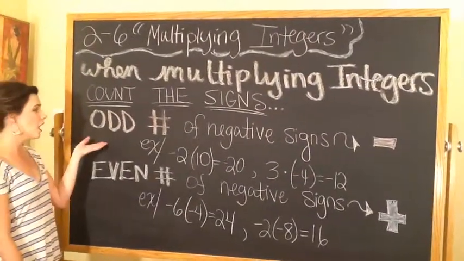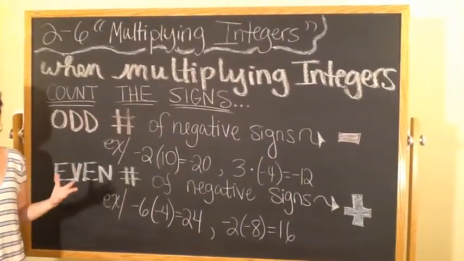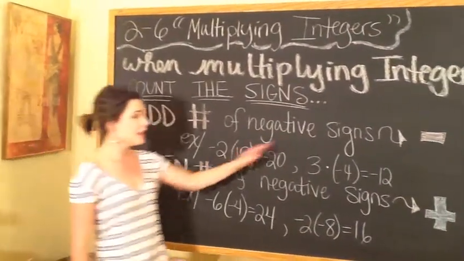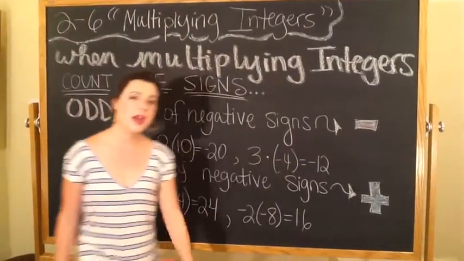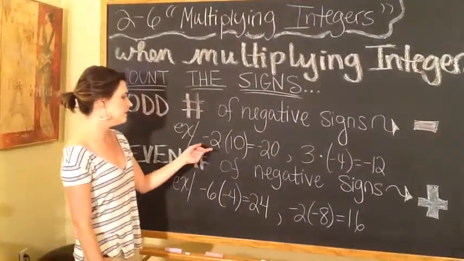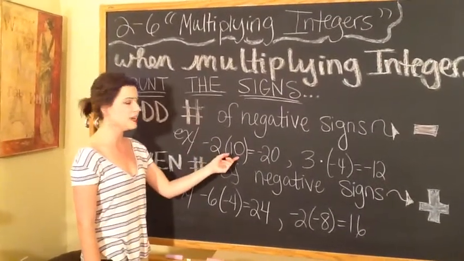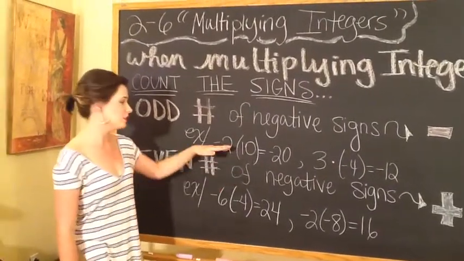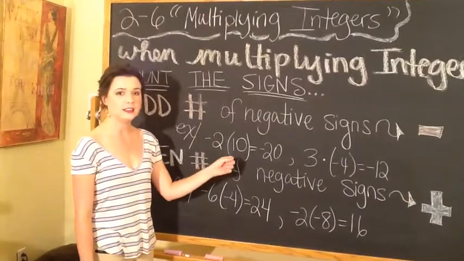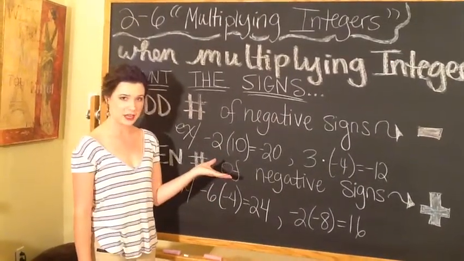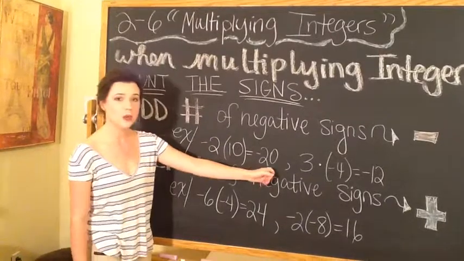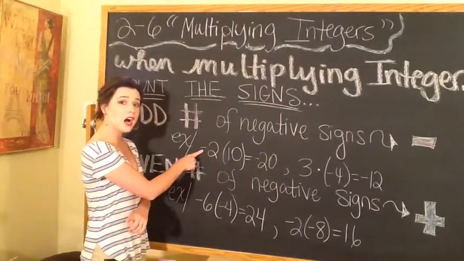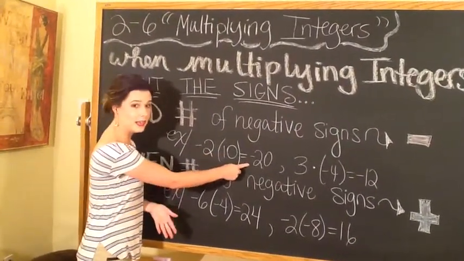If there are an odd number of negative signs, odd being numbers like 1, 3, 5, 7, your answer is going to be negative. Let's look at two examples. The first example is negative 2 times 10 equals negative 20. All you have to do in multiplying integers is multiply across and then let the number of signs determine whether your answer is positive or negative. So we do 2 times 10, which gives us 20, and then we count the negative signs. I have one negative sign, and since 1 is an odd number, my answer is going to be negative.